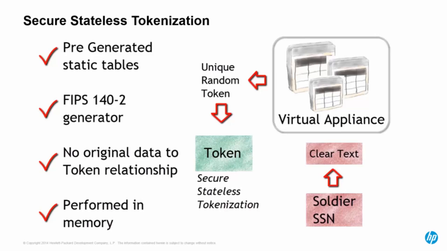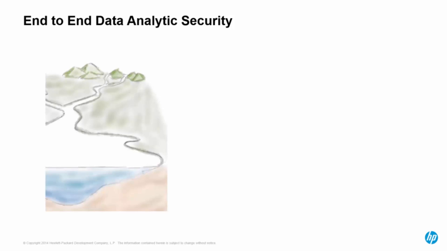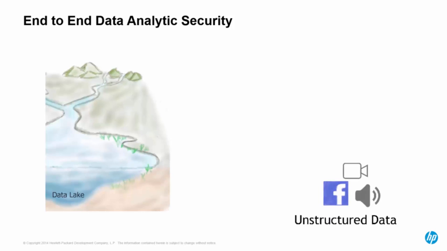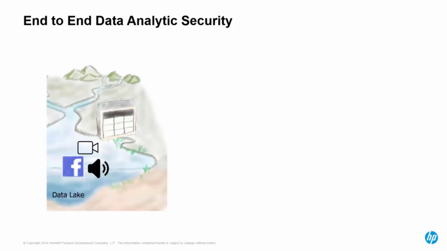And so on that, let's talk about end-to-end data analytical security. So what do we need to watch out for? And we've kind of talked about this. We're going to draw out the data lake again. And the data lake, of course, has lots and lots of data, of unstructured data, structured data, right? The video, the audio, all of that stuff. Everything is in there. We also have the structured stuff, right? Databases, tables, things of that nature.